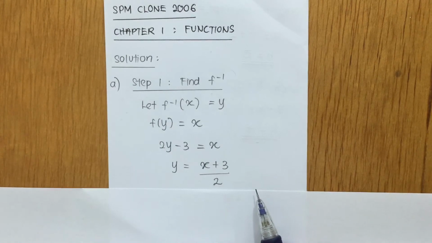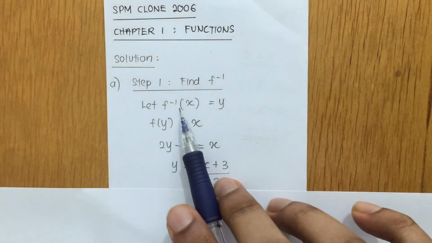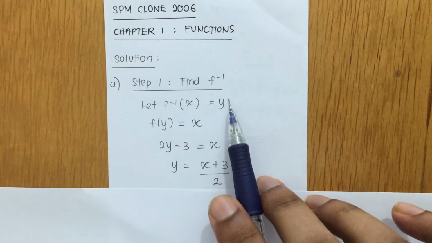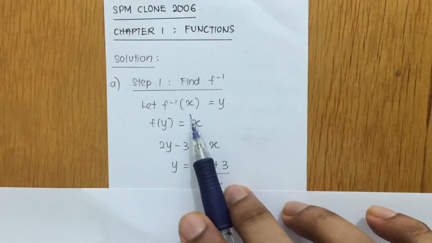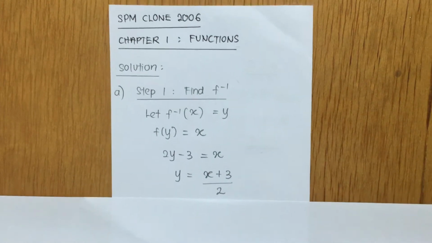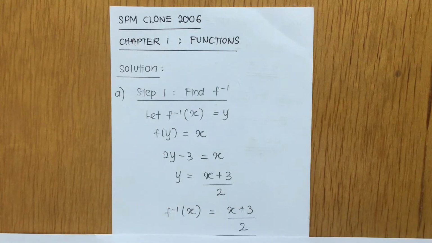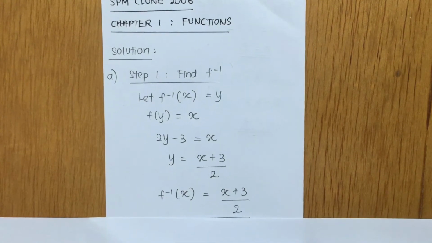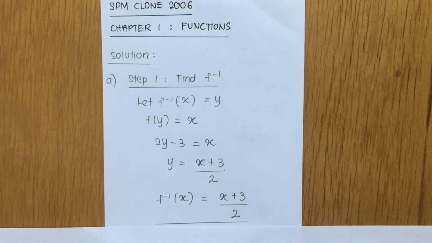Remember that in the early working I let f inverse x equal to y. Since y is also equal to f inverse x, therefore you should know that f inverse x is equal to x plus 3 over 2. So this is your first step. I hope you understand the working that I've shown to you so far.